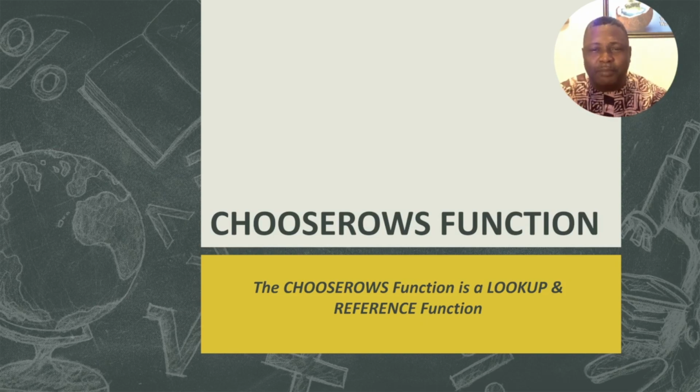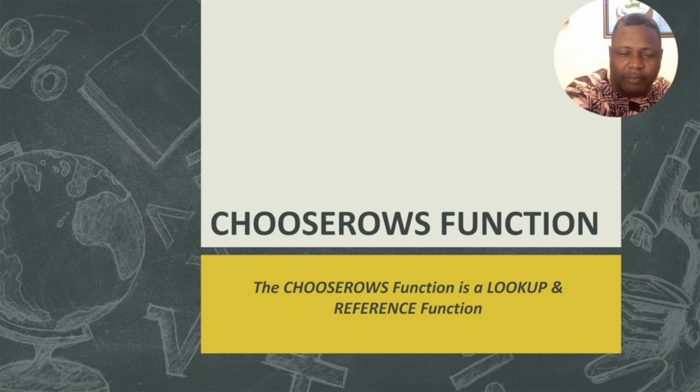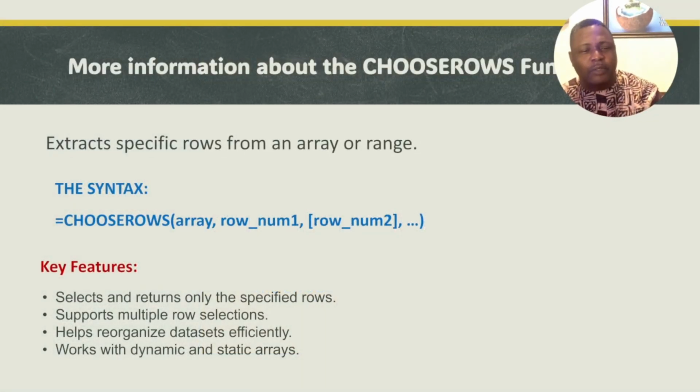Now, in this particular session, we are going to be looking at the CHOOSEROWS function. The CHOOSEROWS function is also a lookup and reference function, and primarily it extracts specific rows from an array or range. So the syntax will be equals CHOOSEROWS, and then you have your array, which sometimes can be the entire range of your values, and then the row numbers that you want to extract.